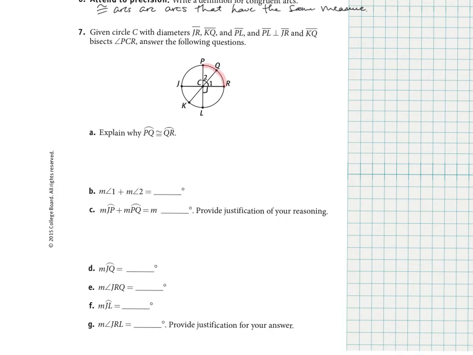Well, keep in mind, we know that KQ bisects angle PCR, right? So we know the measure of angle 1 and angle 2 are congruent to each other. That's the definition of angle bisector, right? So that means the measure of arc PQ is equal to the measure of arc QR. That's the definition of the measure of an arc. So all in all, that shows us that arc PQ will be congruent to QR. That's by definition of congruent arcs. So now we're going to go ahead and write this down together.